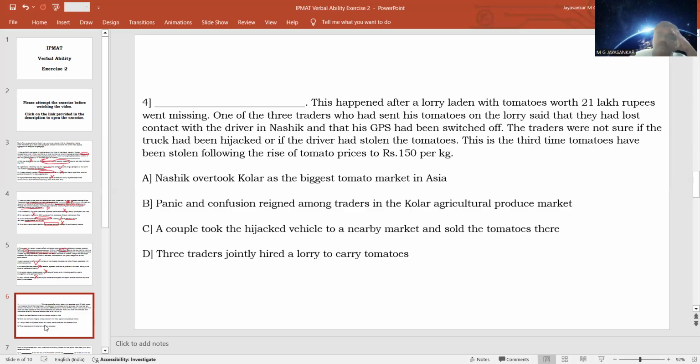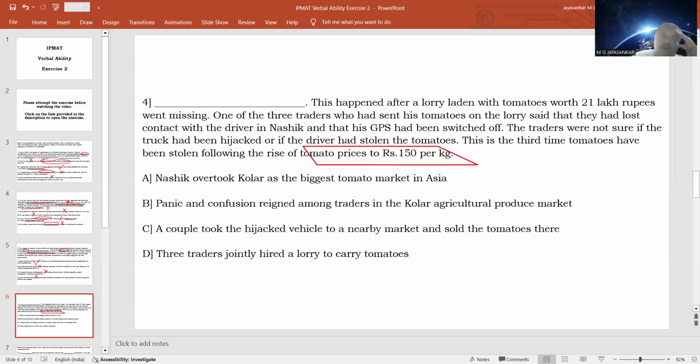What is the rationale for this? That is clear in the last paragraph sentence, because this is the third time, because the tomato prices have reached 150 rupees per kg. So tomato prices have become very, very high. As a result, lorries laden with tomatoes are either getting hijacked or being stolen by drivers. So this is the entire passage.